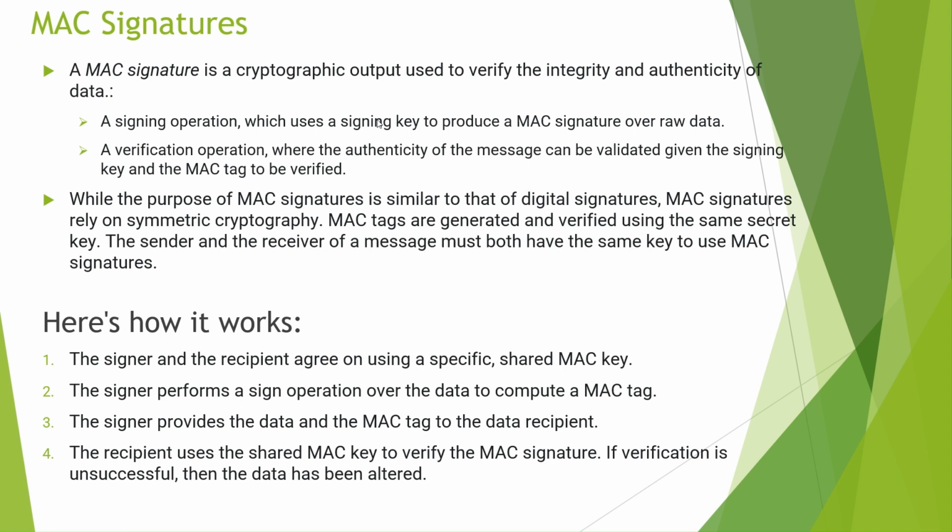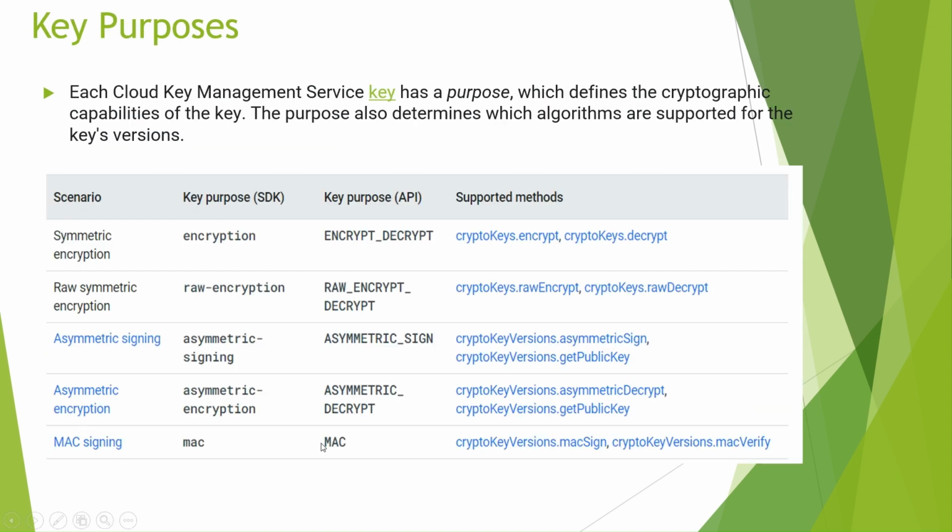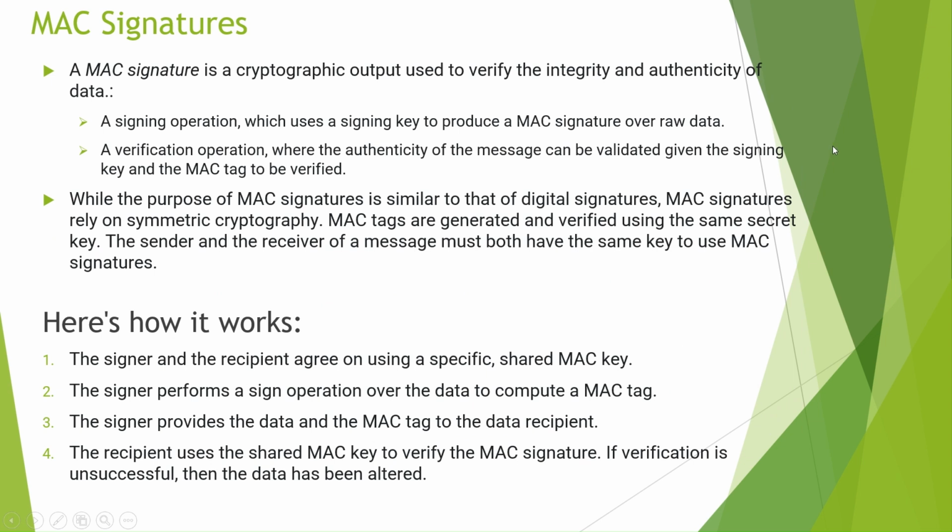So suppose you have some data and you want to create a MAC signature. For creating a MAC signature we need a signing key. That signing key comes from Cloud KMS. When we create a key, there is a purpose which I have talked about. So the purpose is MAC signing. With the help of this, we create a MAC signature over our raw data. We will see how to do that.